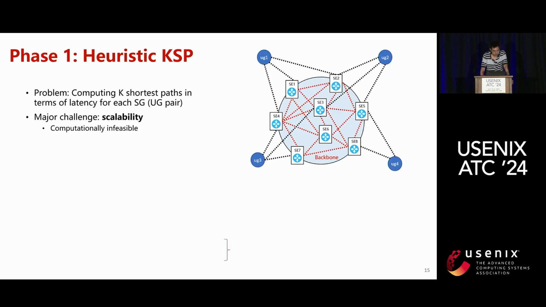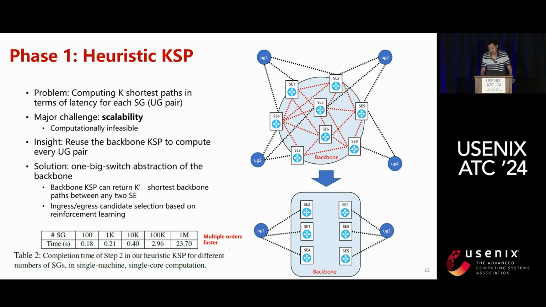So first is about heuristic KSP. The problem is to compute the K shortest paths for each UG pair. The major challenge is scalability. If we consider millions of UGs as nodes, it's basically computationally infeasible. So our solution is to try to reuse the backbone KSP to compute every UG pair.